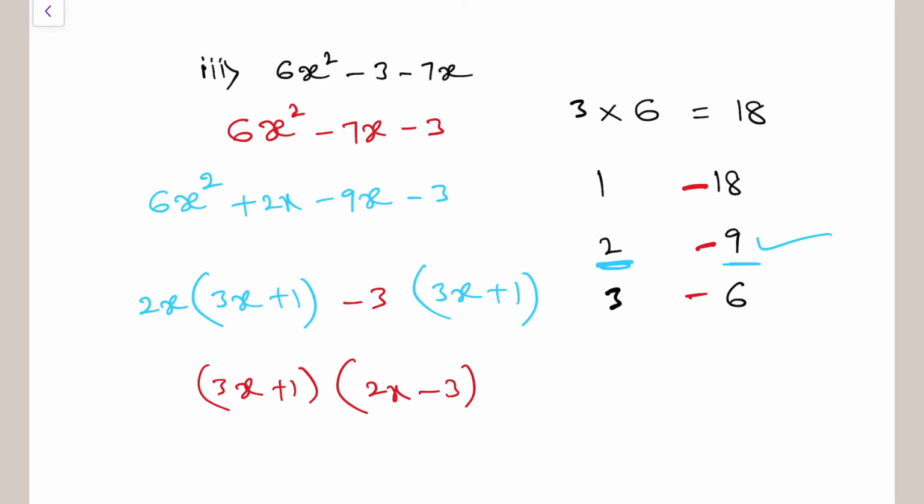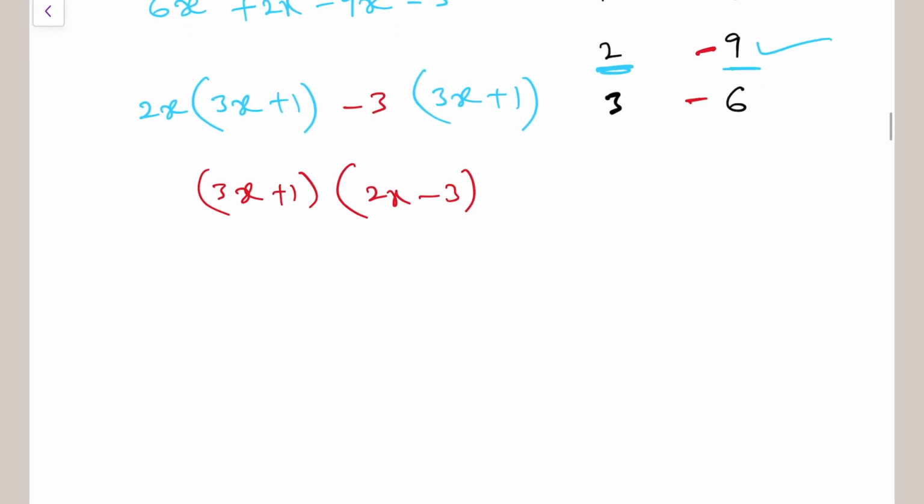Then we need to find out the x values, right? So let us do that one. X is equals to, here plus 1 is there, so it becomes minus 1 by here multiplied by 3 is there, so here it is divided by 3. Then x is equals to, here minus 3 is there, so it becomes plus 3 by here multiplied by 2 is there, it will become divided by 2. So the zeros are minus 1 by 3 and 3 by 2.